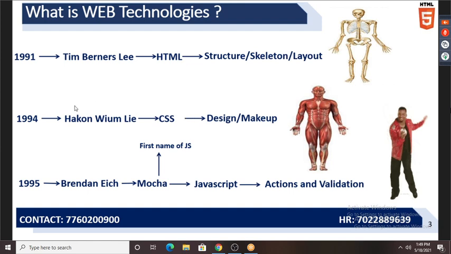Dayanand HC: Okay, one more question. Mahanti Anil: We can do animations by using JavaScript, sir. Yes, 100% we can do.